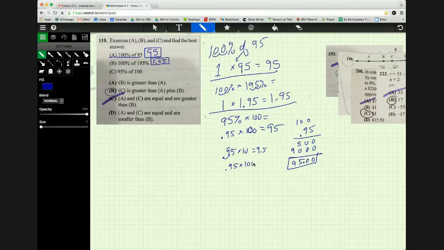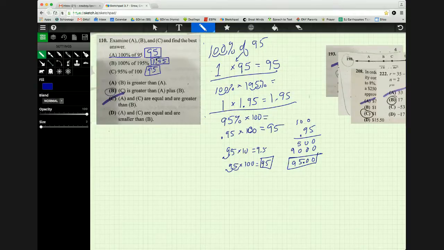0.95 times 100 means you move the decimal twice. So that equals 95. So a couple ways you could get 95. So that's 95. Now that we know our three numbers, we can answer the questions.